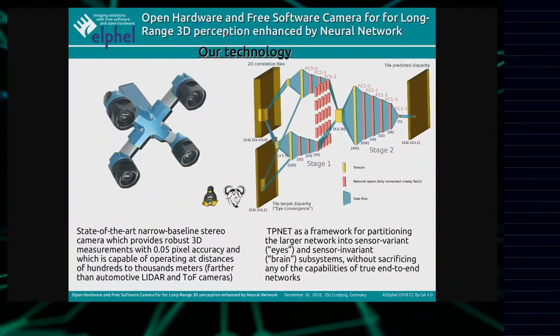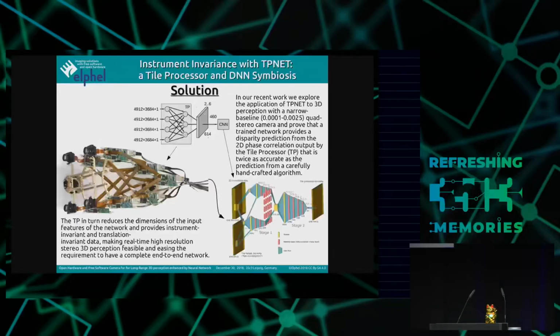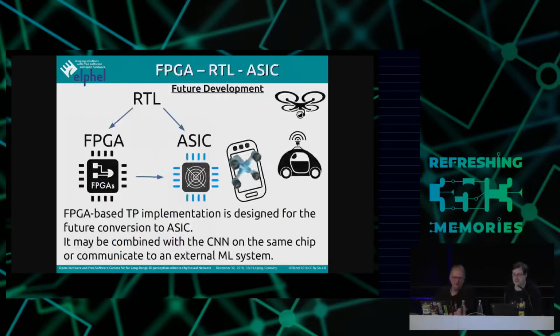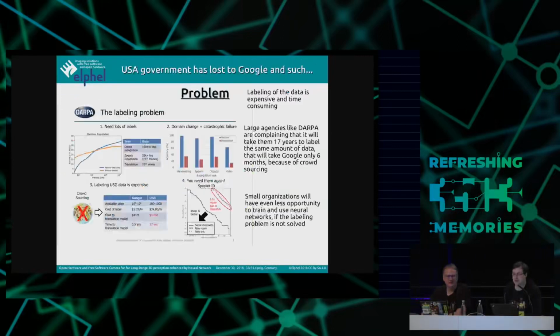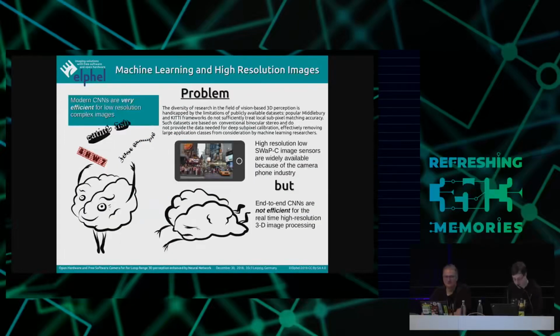Next up is a really long title: Open hardware and free software camera for long-range 3D perception enhanced by neural network. Where are you? Anyone want to give a very interesting PowerPoint karaoke? It's a real challenge, I think. It's a lot of pictures at least. Okay. Obviously the talker didn't show up, so we'll just continue with the next talk.